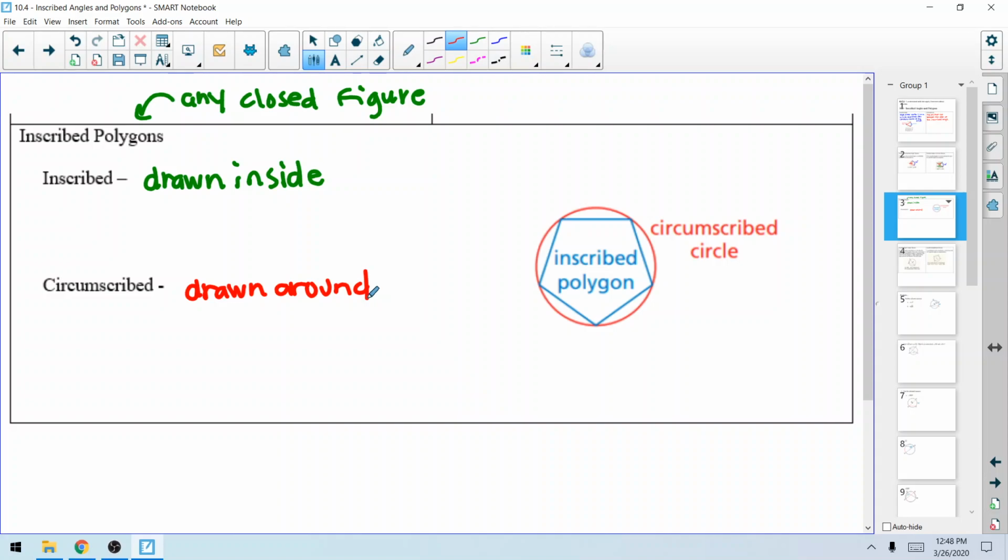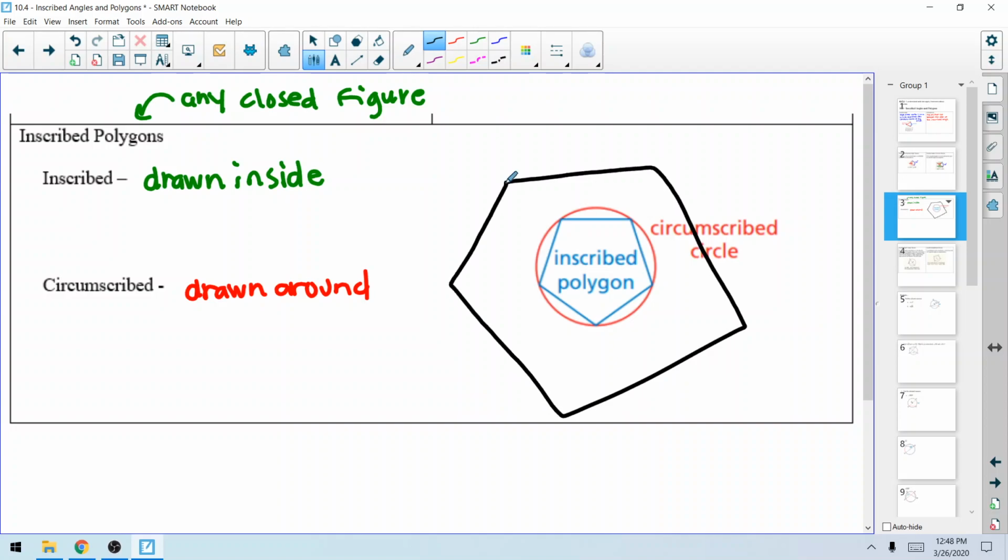And also keep in mind, it doesn't count if you just take a figure and go like this and say, oh, that's circumscribed, it's on the outside. No, it actually has to touch the figure. So this guy has vertices on the circle, just like the circle is touching the vertices of the figure. The black one that I drew is not inscribed or circumscribed because it's not touching all of the vertices. Keep that in mind.